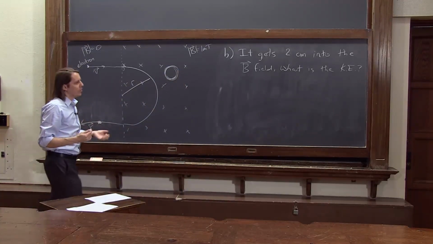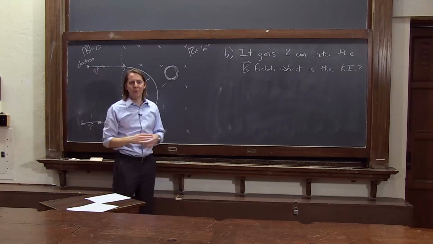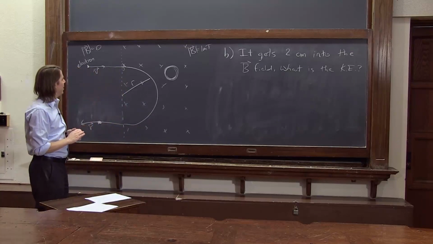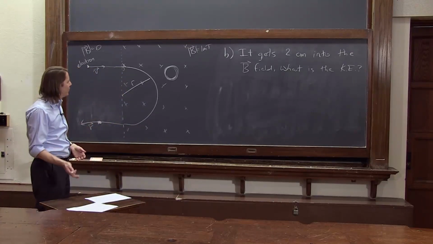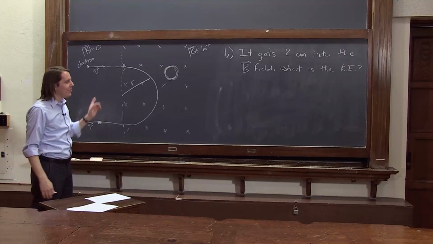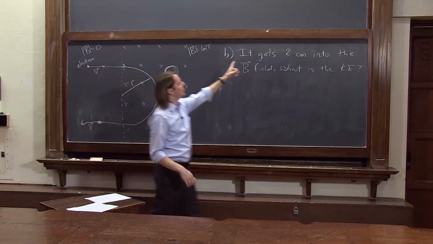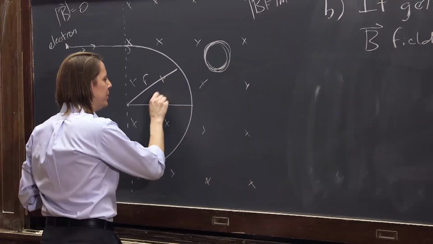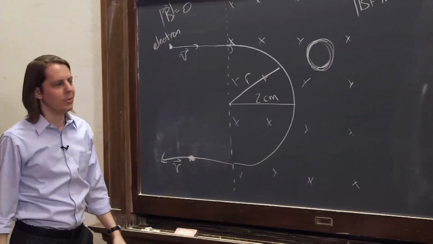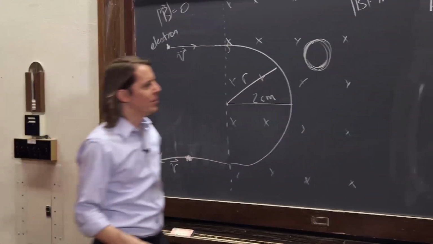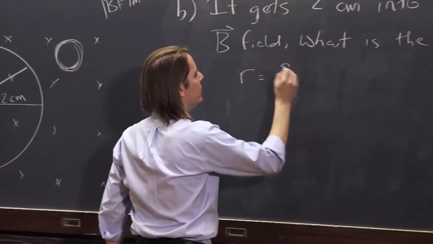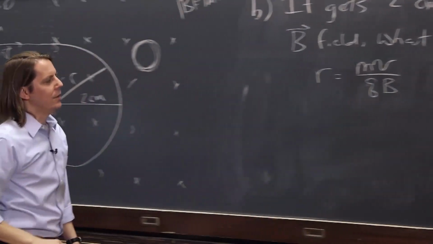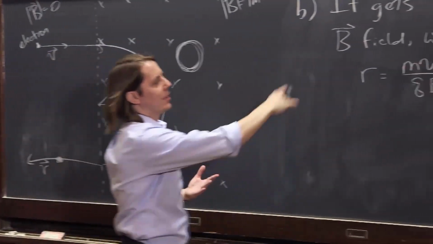Well, kinetic energy for a microscopic particle like an electron is the same as it is for a baseball. It's 1/2 mv squared. We know the mass; all we really need is the velocity. We did the whole last problem without knowing the velocity, but here they actually told us something useful. If it gets 2 centimeters into the field, that means they've told us the radius. So the radius of the circle is 2 centimeters. Now we can go to our formula, R equals mv over qB, and solve it for the velocity, and we know everything else now.